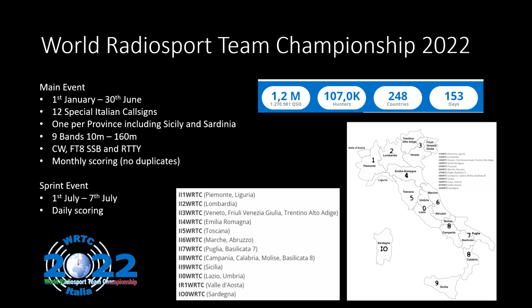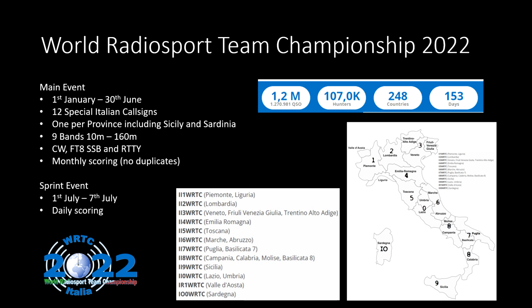When I clicked on the rules, it gave me lots of different information, and it told me that the event was running from the 1st of January to the 30th of June, that there were 12 special Italian call signs involved. And actually, these 12 were linked to one for each of the provinces within Italy and Sicily and Sardinia. The event was operated across 9 bands from 10 meters up to 160 meters, and on 4 modes being CW, FT8, SSB, and RTTY.